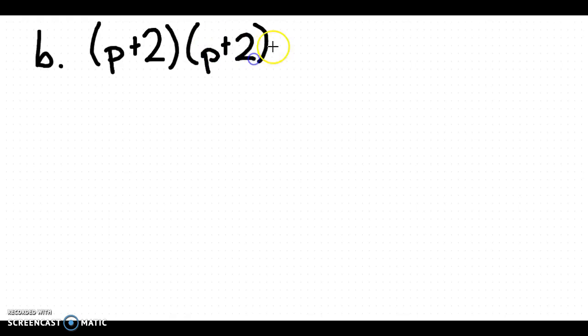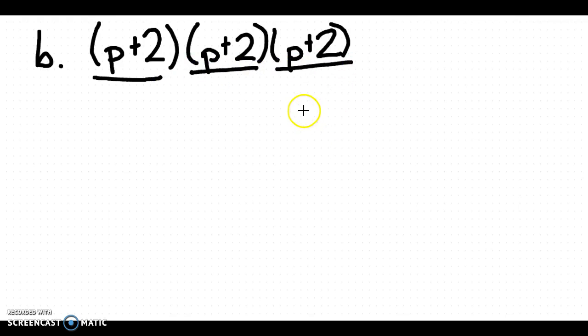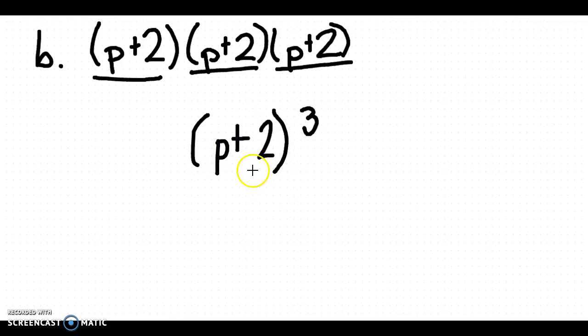Our next example, B, we have a little bit more of a complicated base here. We have p plus 2 in parentheses, 2 terms in parentheses, multiplied by another set of those 2 terms in parentheses, multiplied by a third set of those terms in parentheses. Notice this is occurring 3 times, so our exponent is still going to be 3, but now instead of our base being a number, it's this whole quantity, p plus 2, all raised to the third power.